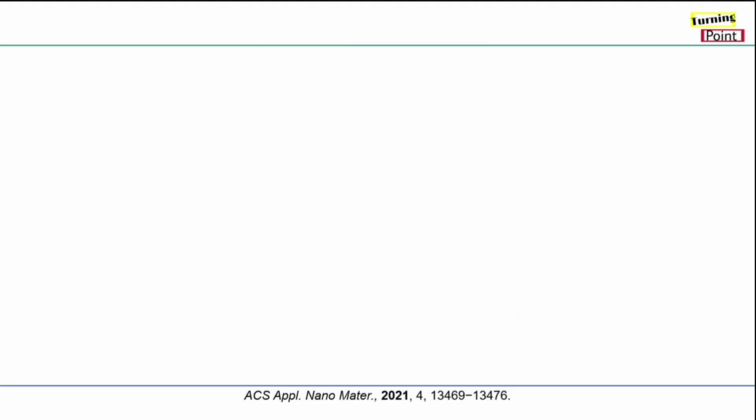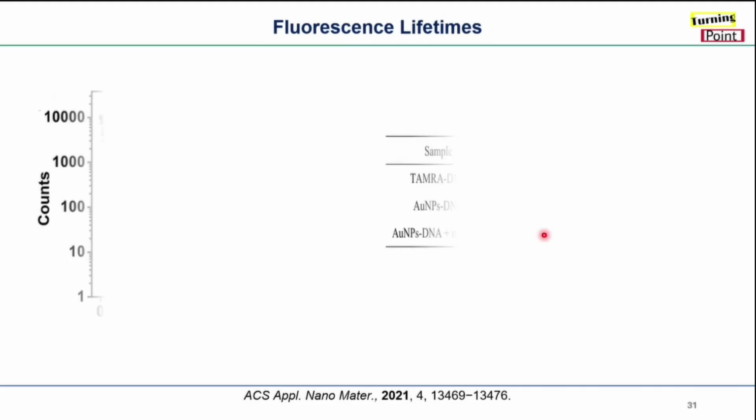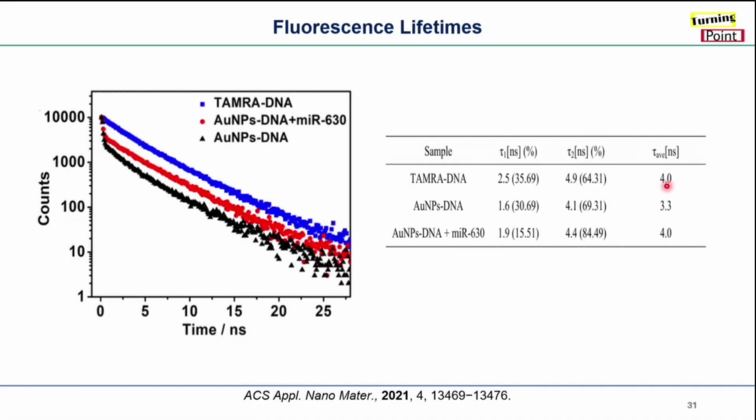To further validate, they measured the fluorescence lifetimes. It clearly gives the evidence: the TAMRA DNA initially has a maximum lifetime, so it is in a free state. But when it is attached to the gold nanoparticle, we can see a decrease in the lifetime, which indicates that energy transfer happens from the dye to the nanoparticle. And during the reaction process, the microRNA is detected and replaces the donor molecule. As a consequence, the fluorescence will be turned on, so we can observe the fluorescence as a recovery state.